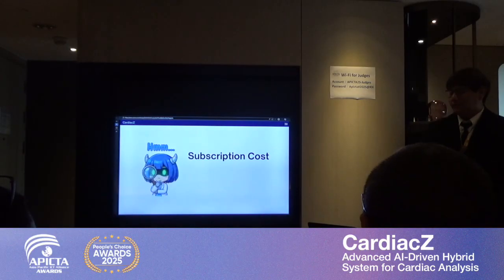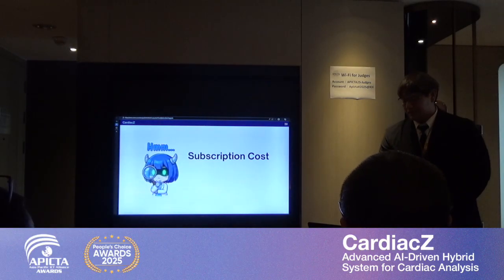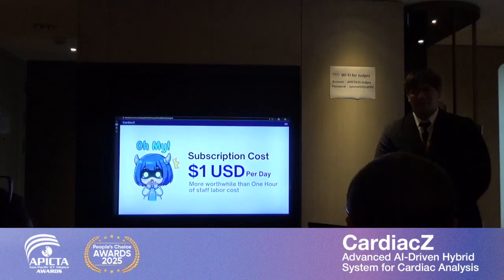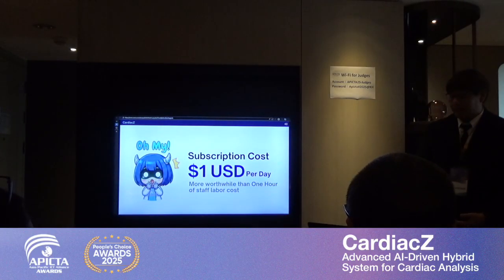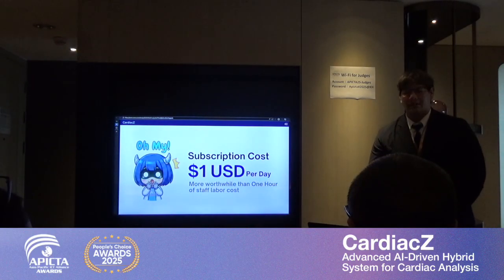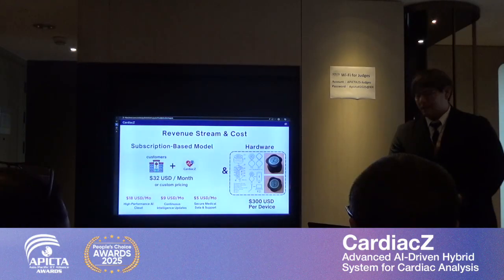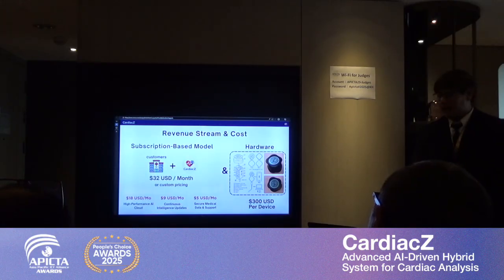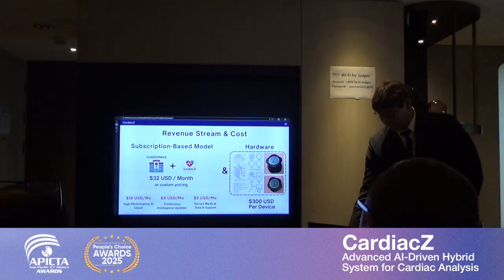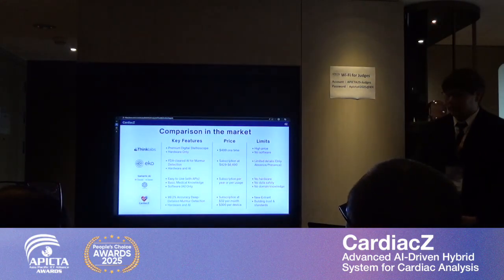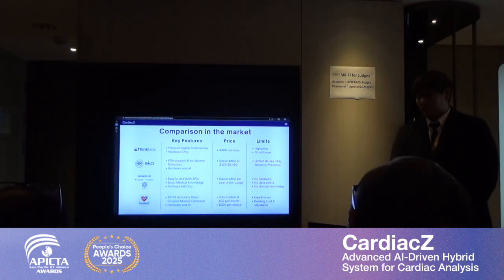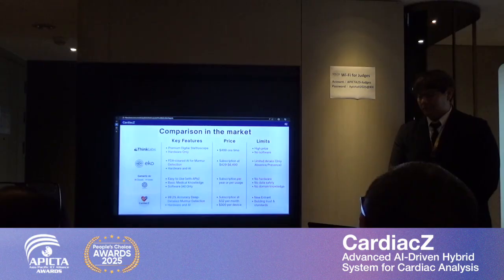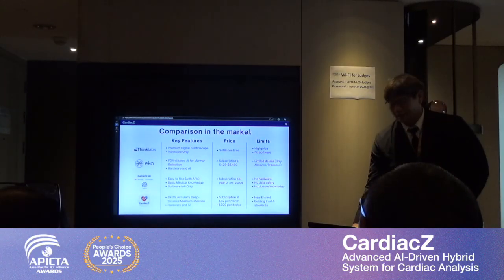After that, we can offer CardiacZ by subscription at just $1 per day, because it is much cheaper than hiring more staff. And we can make more money from the subscription: $32 per month for software and $300 per device. Compared to competitors like Thinklabs or Eko, CardiacZ offers an end-to-end solution at a lower price, and we don't just amplify sounds, we give answers.